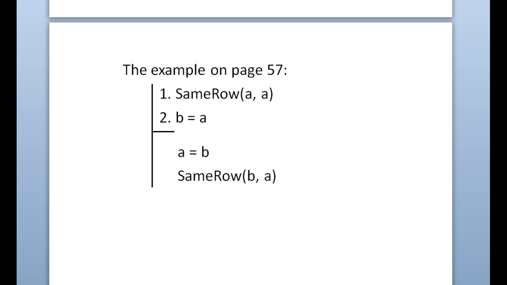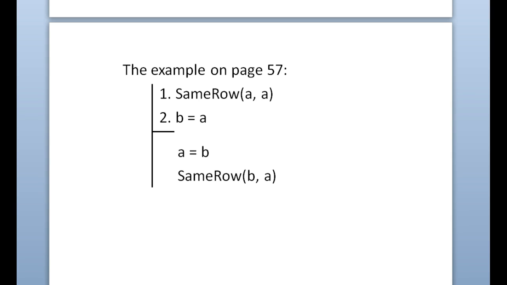The example on page 57, where line 1 is A and A are in the same row, which is always true. Everything is in the same row as itself. Second thing we're told is that B equals A. And what we want to get to is that B is in the same row as A. Now we know that that's going to be true, but we can't get to this last line, same row BA, directly from lines 1 and 2 because line 2 is in the wrong order.